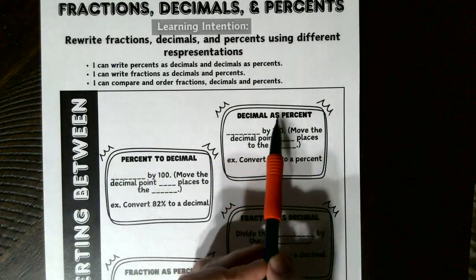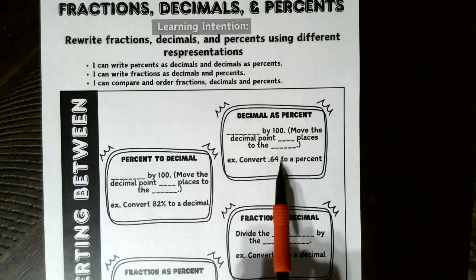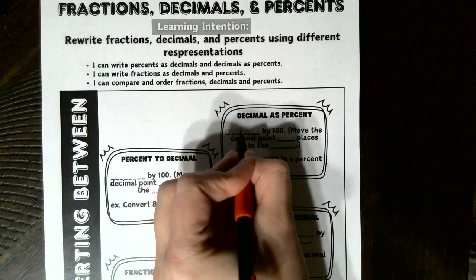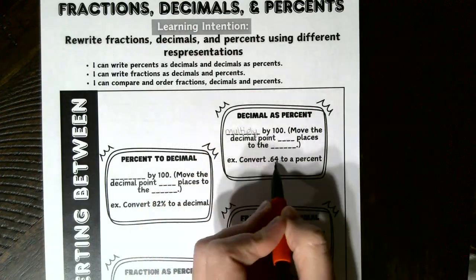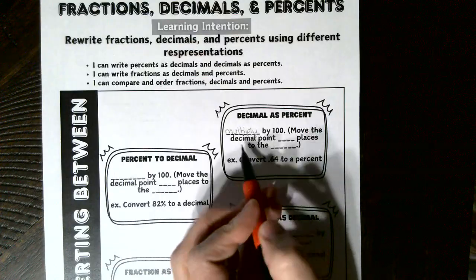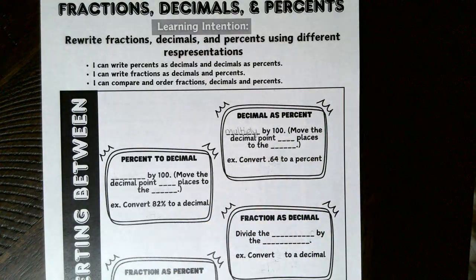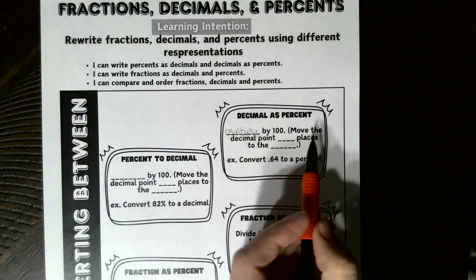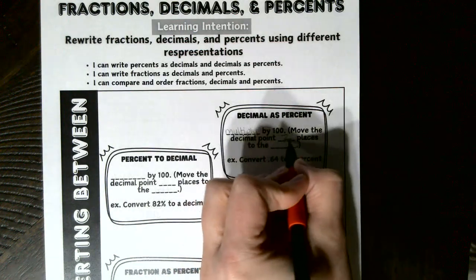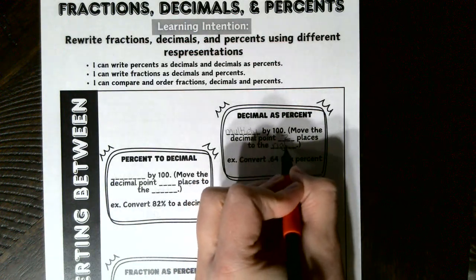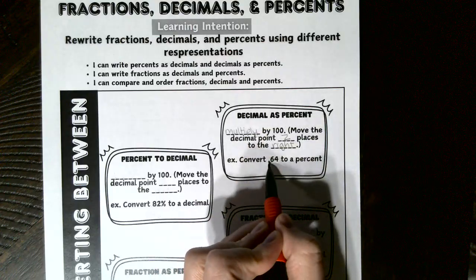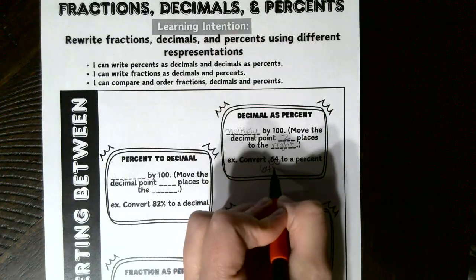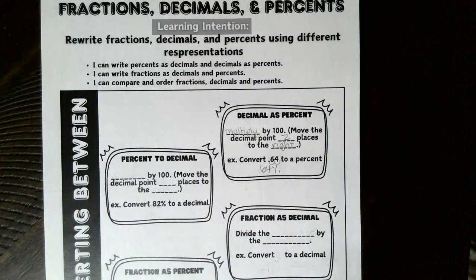If I have a decimal and I want to change it to a percent, like 0.64, I am just going to multiply by 100. So I would take 0.64, 64 hundredths, multiply it by 100, which would get 64. How do I know that? Because the easy way is just to move the decimal point 2 places to the right. So when you multiply by 100, you move the decimal 1, 2, and that will get you 64%. That's all you have to do for that.